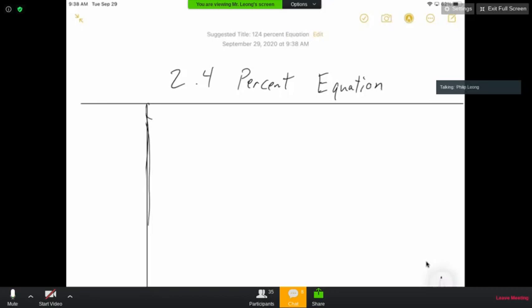All right, so here we go. So today we're talking about 2.4, the percent equation, which is similar to the percent proportion, similar problems. And again, for some of you, it's going to be an easier way. So let me give you an example.